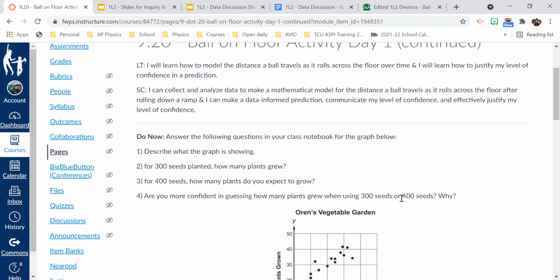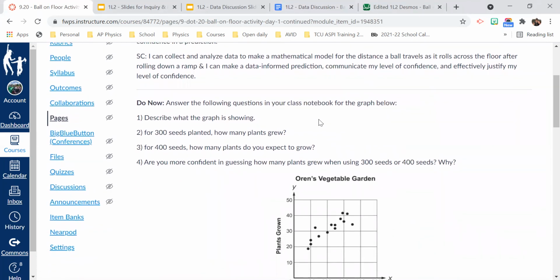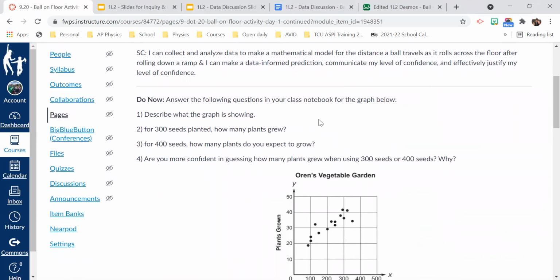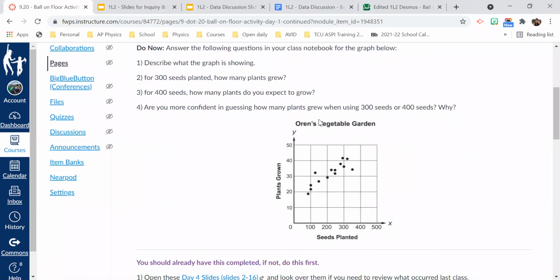We're going to learn how to model the distance a ball travels as it rolls across the floor over time, make a data-informed prediction, communicate your level of confidence, and effectively justify your level of confidence. So we start with the do now. You can take a minute, pause the video, write these answers down in your journal, in your notebook. So pause me.